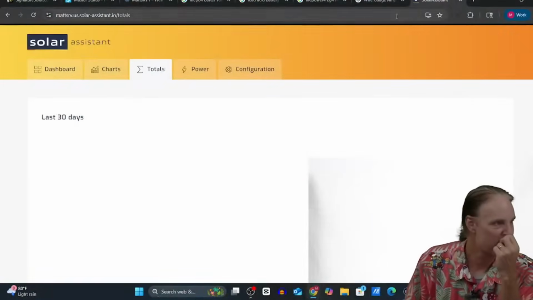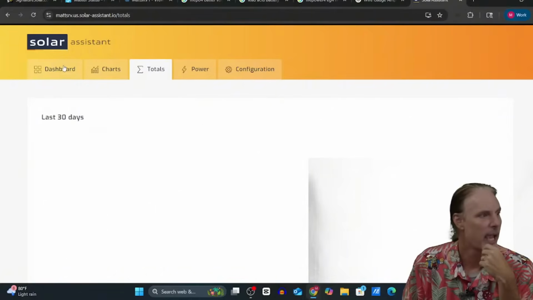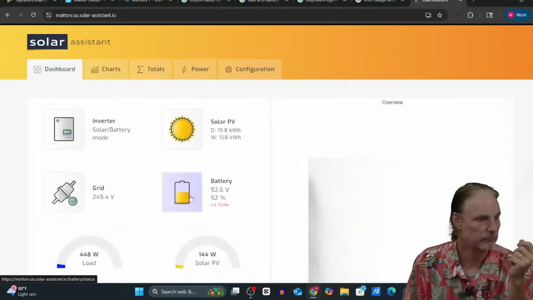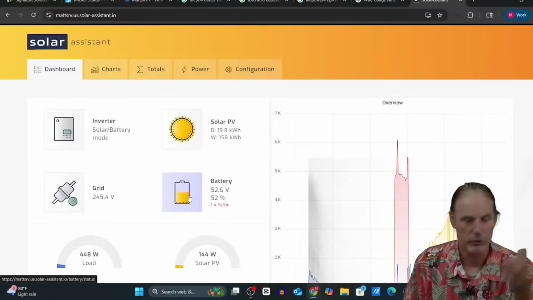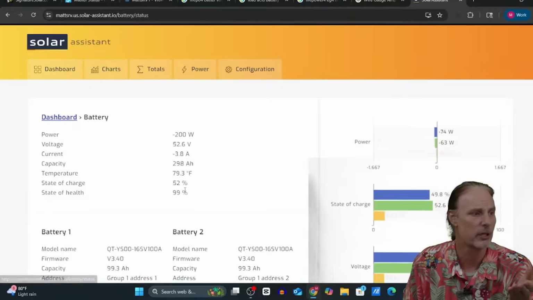Let's see if I can switch this here. I like the way Solar Assistant reports the battery charges and stuff to me, and allows me to report to my Home Assistant and control automatic devices based on battery charging.